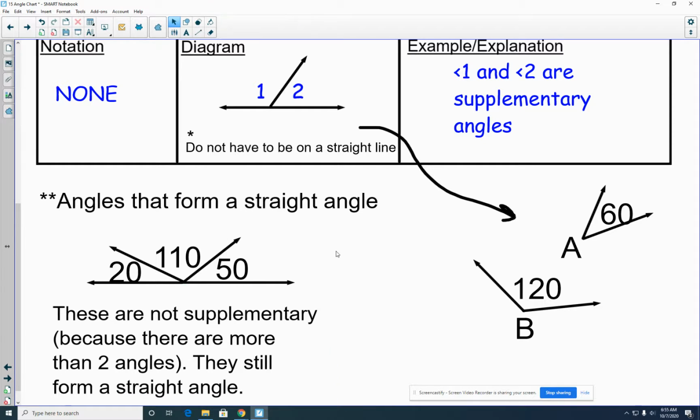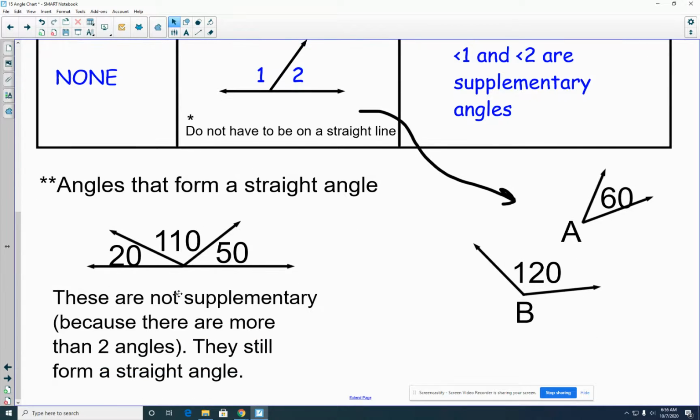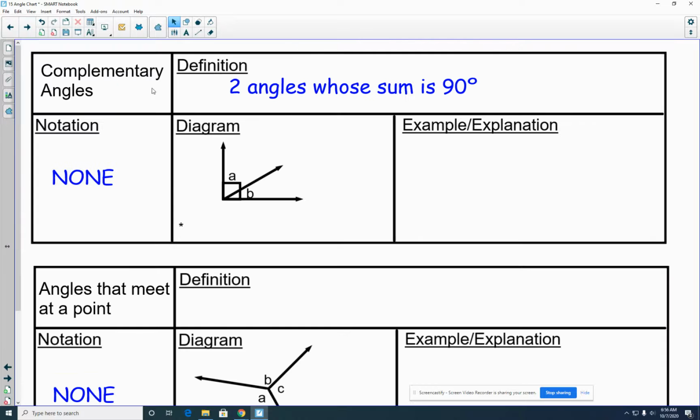Okay? Again, all different little pockets of information. Even though we know what supplementary angles are, we may think that these are supplementary. Supplementary simply means that you have two angles that sum to 180. Okay, after supplementary, we must then discuss complementary angles. So complementary angles are two angles whose sum is 90 degrees.